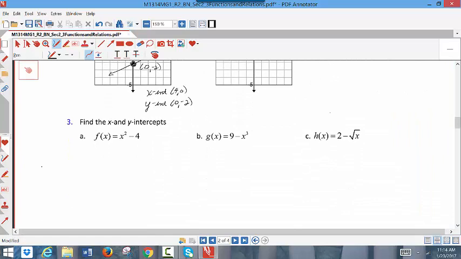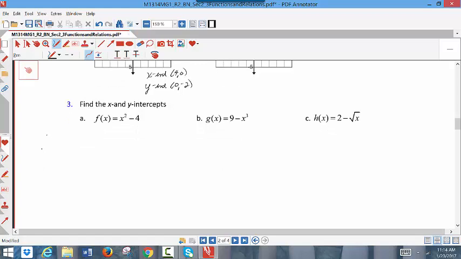Now it says find the x and y-intercepts, not given a graph, but given an equation. So now we know that anytime I have an x-intercept, and I might have more than one, my x-intercepts occur when the y value is 0. My y-intercepts occur when the x value is 0. Okay, in function notation, f of x is your y variable. So you can replace your f of x with the y variable. So if I want to find my x-intercepts, I need to take the y and replace it with 0.